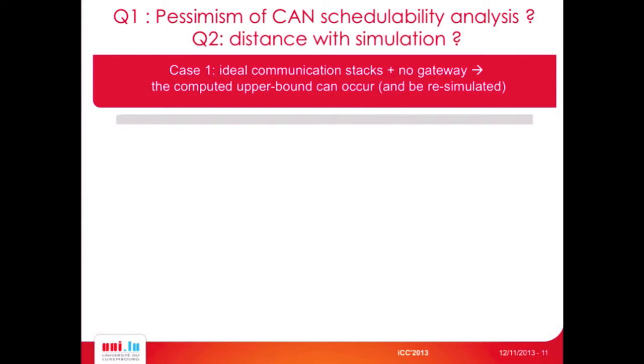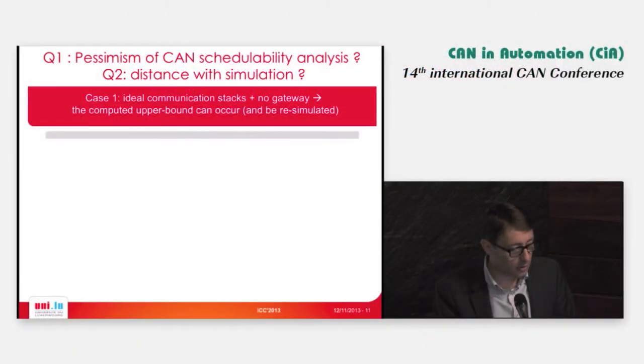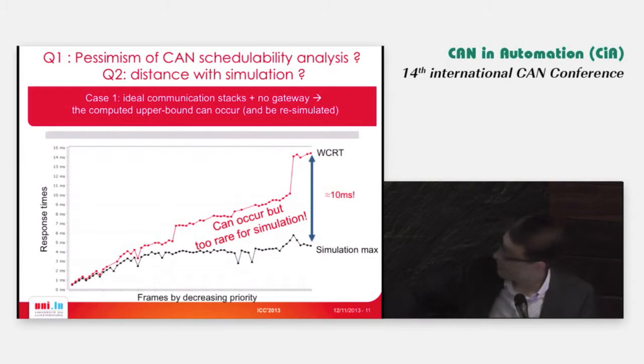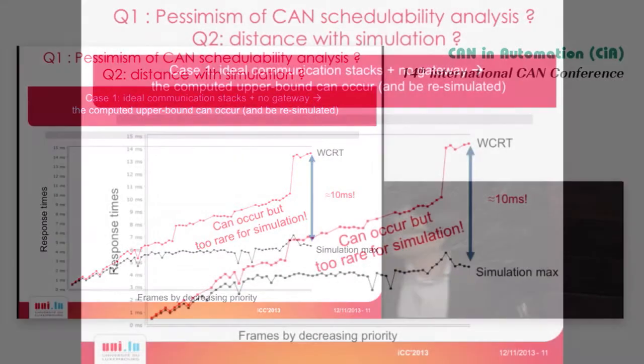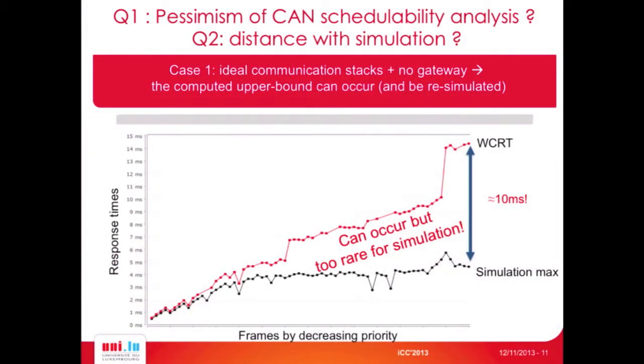What's the pessimism of CAN schedulability analysis? In the ideal case, without gateway, the computed upper bound is also the worst case possible response time. We know that the situation can occur. So here on the graph, that's simulation max, and here that's the worst case response time. And we know that those cases can occur. We can resimulate them. So all those areas correspond to cases that can occur, but which are too rare for simulation.